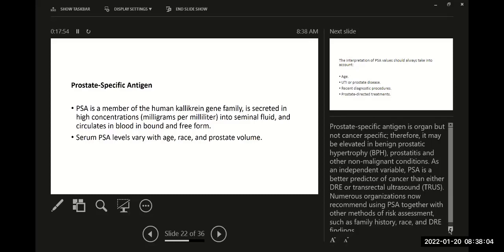Coming toward prostate-specific antigen. PSA is organ specific but not cancer specific. Therefore, it may be elevated in benign prostatic hypertrophy, prostatitis, and other non-malignant conditions. As an independent variable, PSA is a better predictor of cancer than either DRE or transrectal ultrasound. Numerous organizations now recommend using PSA together with other methods of risk assessment, such as family history, race, and DRE findings. PSA is a member of the human kallikrein gene family. It is secreted in high concentrations into seminal fluid and circulates in blood in bound and free form. Serum PSA levels vary with age, race, and prostate volume.